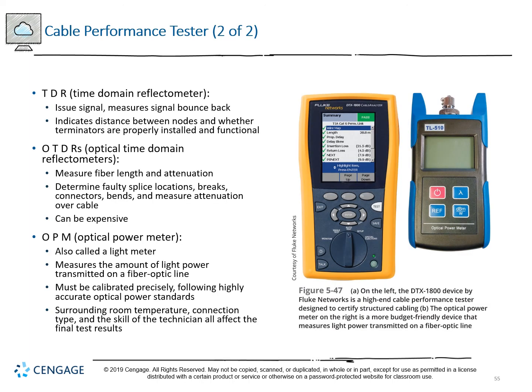We also have what are called TDRs, time domain reflectometers. This is where we issue a signal and measure how it bounces back. So this can indicate the distance between nodes and whether or not the terminators are correctly in place. OTDRs, optical time domain reflectometers, are used for fiber. These are going to measure the length of the cable as well as the attenuation over distance. We can find bad splices, breaks, bends, connectors, and measure attenuation.